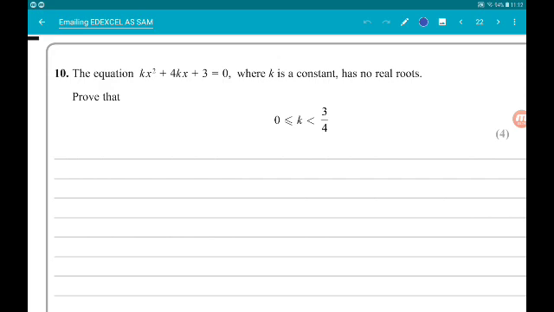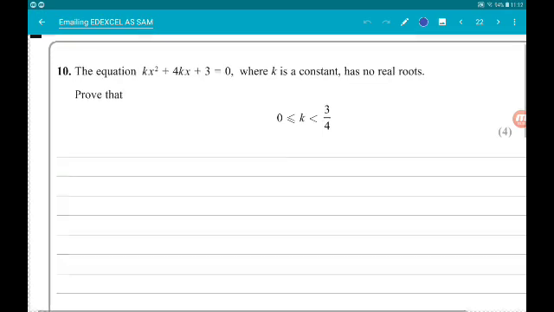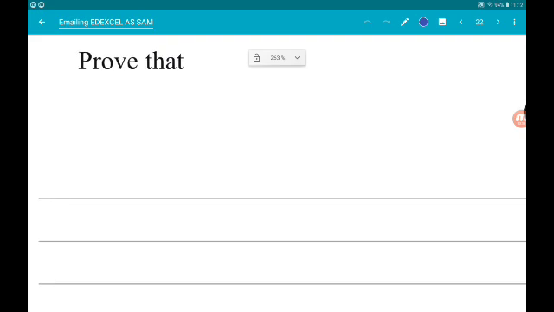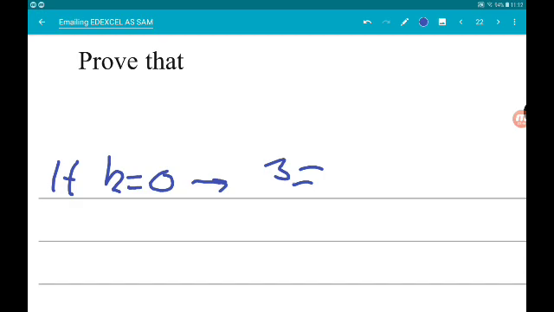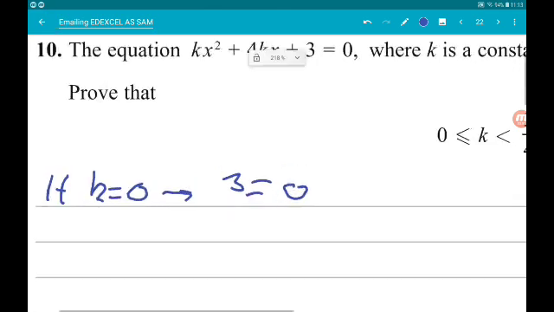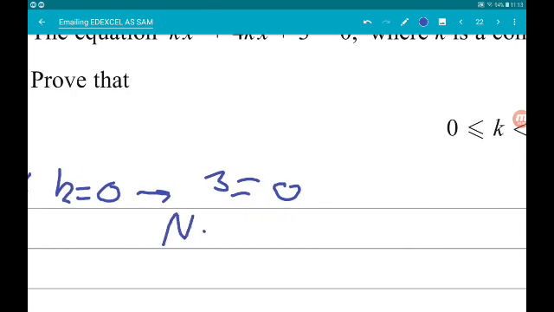So, first step. Let's see what would happen if k was 0. So, if k is equal to 0, then we're left with 3 is equal to 0. So, that makes no sense at all. So, there are no roots when k is equal to 0. So that's where the or equal to part of the inequality is going to come from.